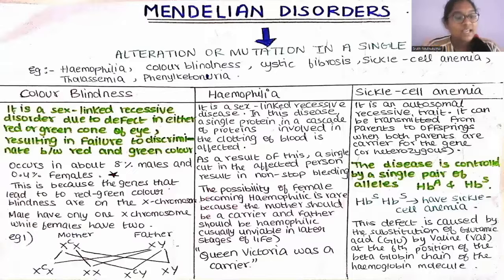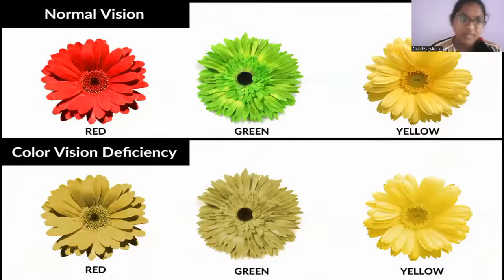And XCXC will also be a diseased phenotype in females, but that is very rare, and only 0.4% of females have color blindness, whereas about 8% of males have color blindness. It is an X-linked recessive disorder due to a defect in either the red or green cone of the eye, resulting in failure to discriminate between red and green color. Now, if I show you this image, this is normal vision. In normal vision, you can see that this is a red flower, whereas a colorblind person sees it like this. This is a green color, and a colorblind person perceives it as this color, and yellow, which is seen as yellow. So this is how it's seen.